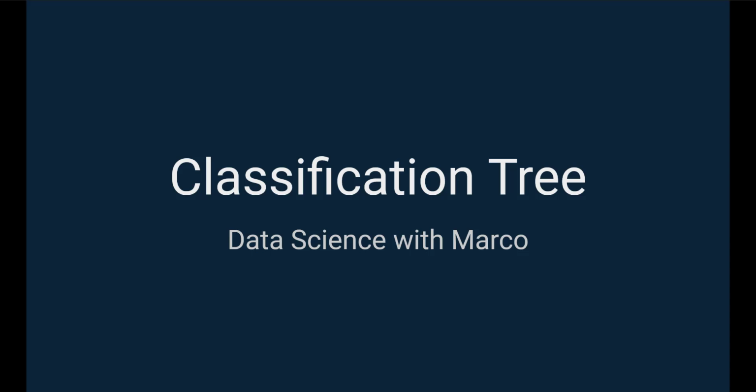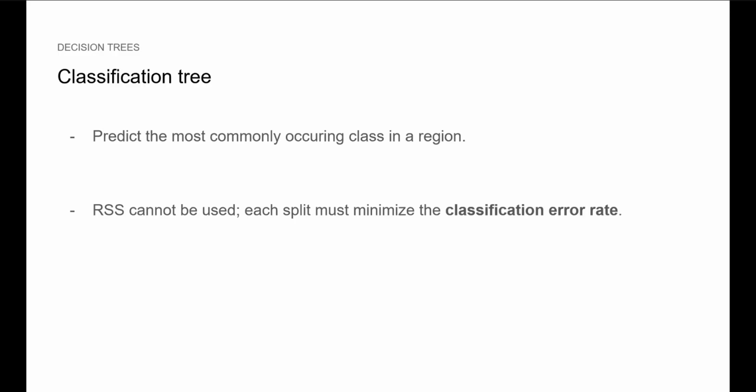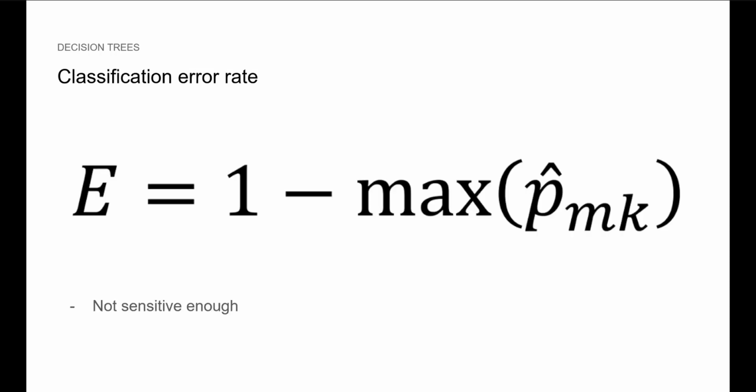Now, let's see how a classification tree works. It is very similar to a regression tree, but instead we predict the most commonly occurring class in a region. Also, we cannot use the RSS since we are dealing with categories, so we must minimize the classification error rate. The classification error rate is simply the fraction of training observations in a region that do not belong to the most common class. However, this is not sensitive enough for tree growing.